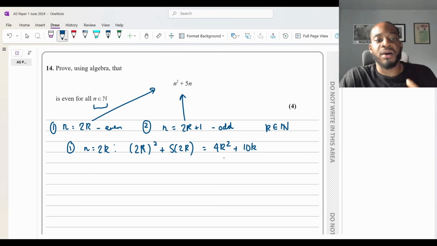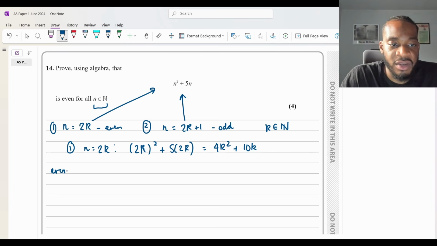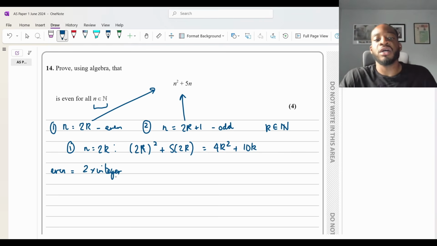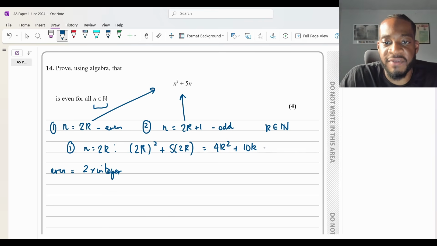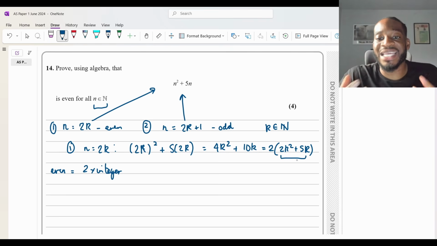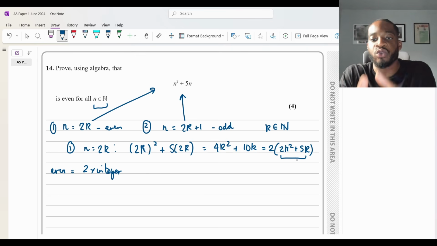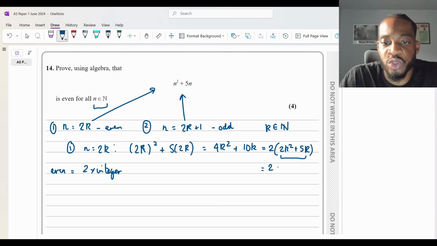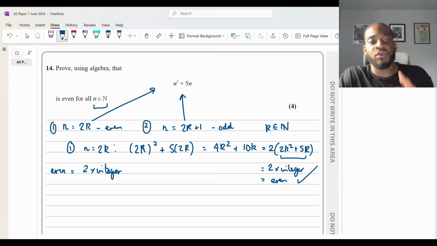Now, remember, an even number is an integer multiplied by 2. 2 times an integer. Let me write this here, just so it's clear. An even number is equal to 2 times an integer, isn't it? So if we could show that our expressions are 2 times an integer, then it must be even, which we can do here, because if I take out a 2, I'll get 2k squared plus 5k. Now remember, k is a natural number, so whatever this is has to be an integer. We plug in a value of k, which is an integer, into that expression, that is an integer. So therefore, this is just 2 times an integer, and that is an even number, right? So therefore, case number 1, when n equals 2k, we get an even result out.